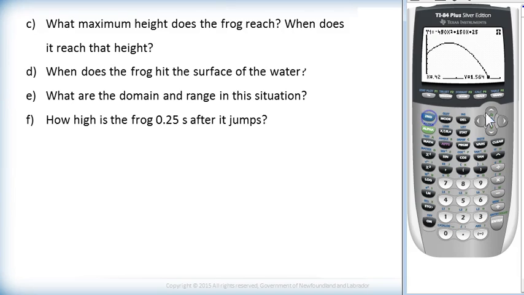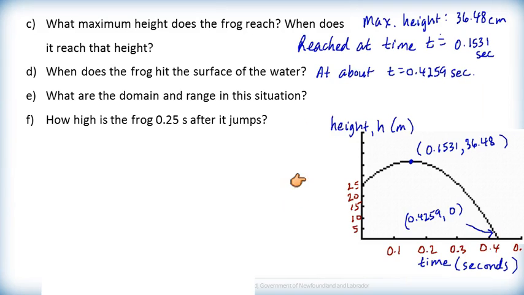Another way, since we're looking for the height to be 0, we go to second calc and choose option 2, zero. Left bound, just be a little to the left of the point of interest, right bound a little to the right of the point of interest. Press enter, and it looks like 0.4259. So the frog hits the water at about the 0.4259 second mark.